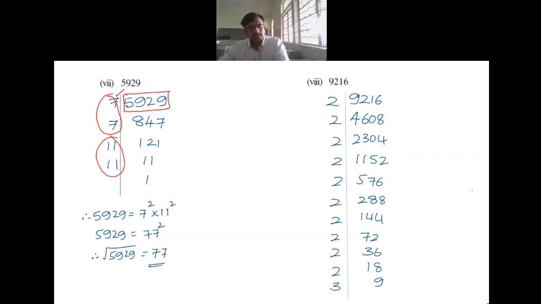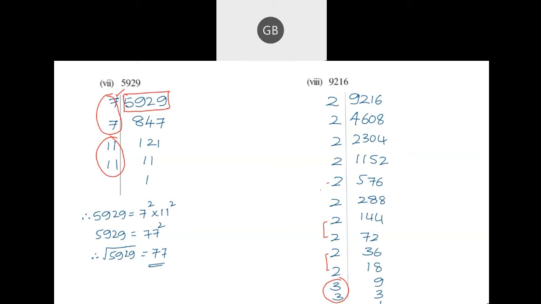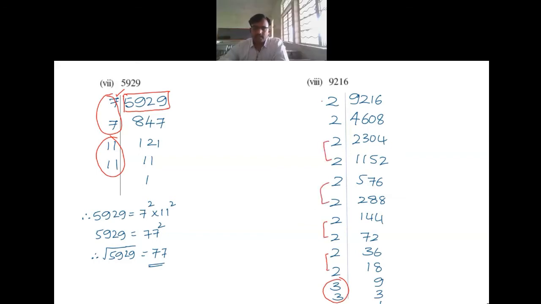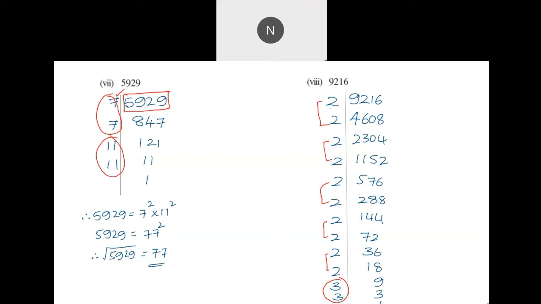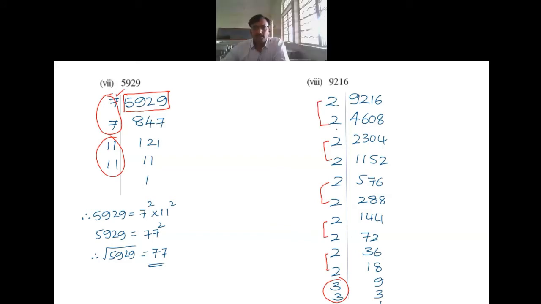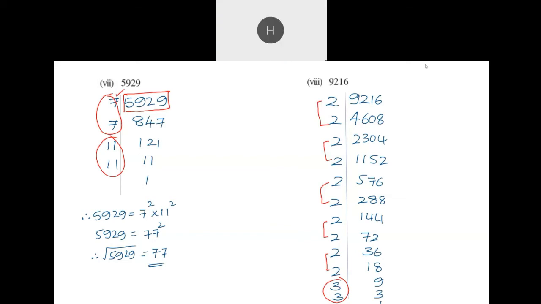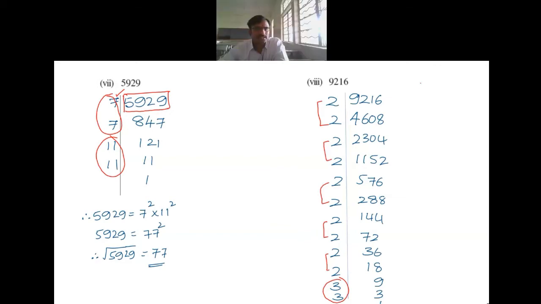Now we have 3 times 3. So there is only one pair which is having 3. Rest of the things are having 2. Look at this: 5 pairs of 2 have to be taken, so 32 will be there. Along with that, 3 should be multiplied. 32 into 3 is 96. So we get 96 as the square root of 9216.